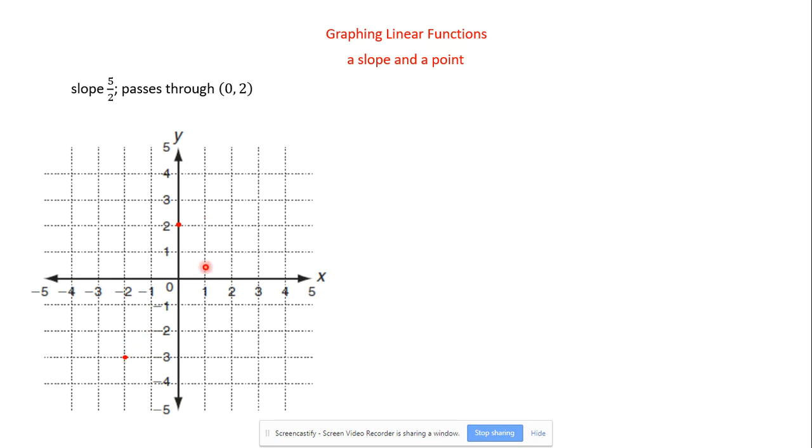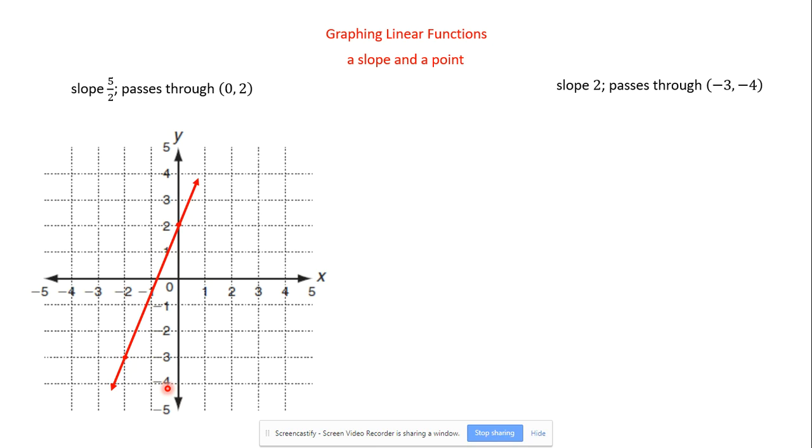From here, we have 2 points. We can connect the dots, extend the line with arrows. It doesn't just go from point to point. Extend the line, put arrows on the end. Lines are infinite. Let's look at another one.